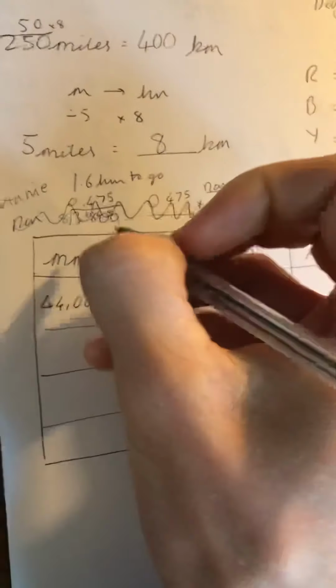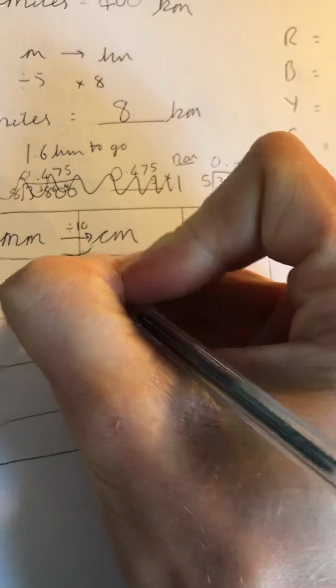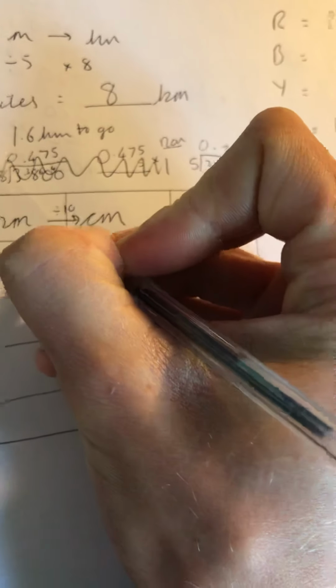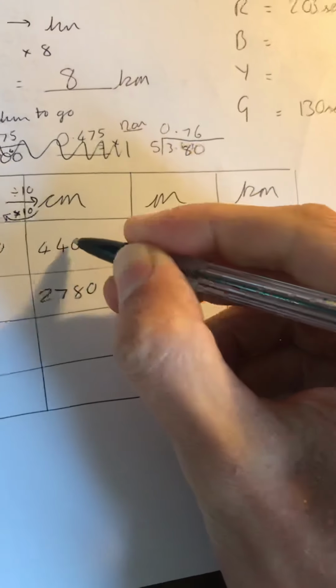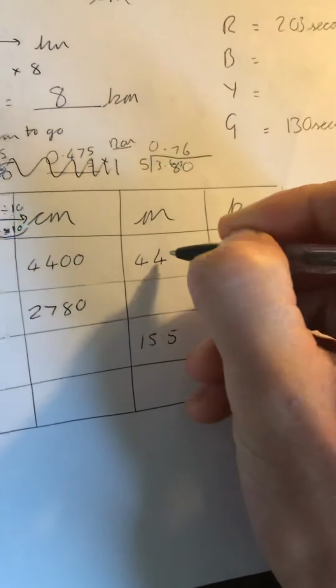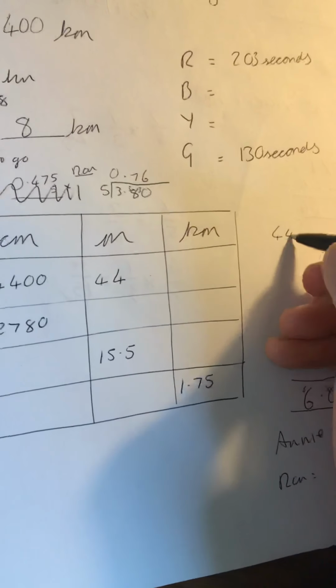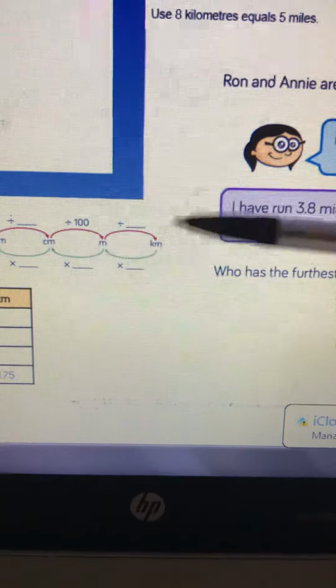So on here, millimetres to centimetres, I'm going to divide by 10. Centimetres to metres, I'm going to times by 10. In that case, decimal point, one jump, should have 4,400. I can divide that by 100 to make 44 metres. And if I take my metres, we're about to go from metres to kilometres, we're going to divide by 1,000.